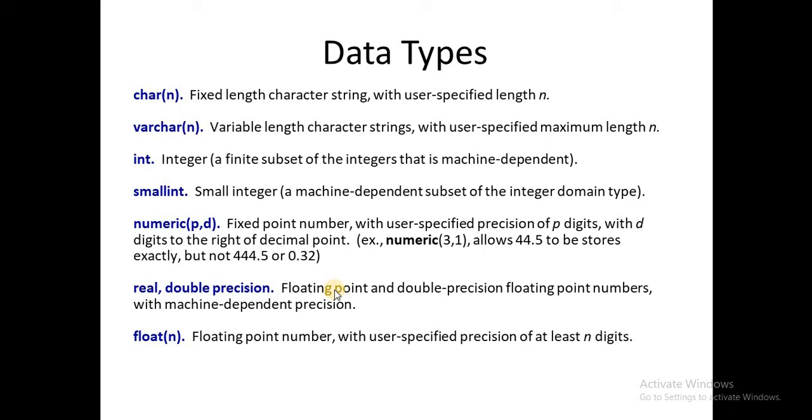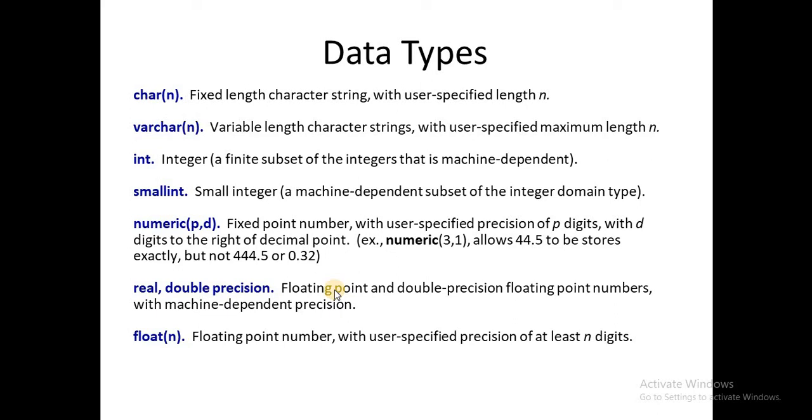For example, numeric 3, 1. 3 means the total number of digits in a number. 1 refers to the number of digits after the decimal point. So in this data type, we can store 44.5 as a number.